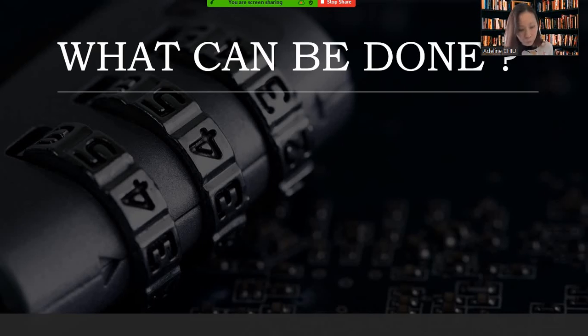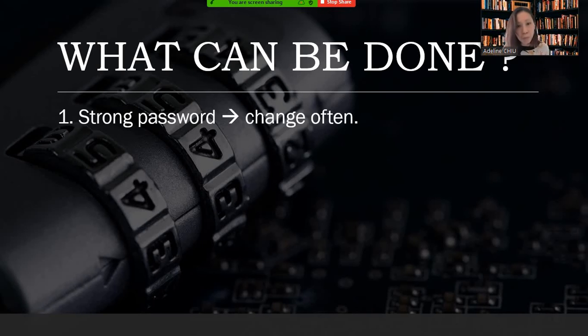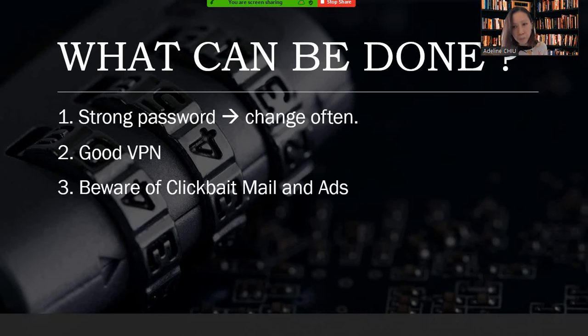You might ask me, what can be done to be safe from this data intrusion? First of all, you can use a very strong password and change it very often. Secondly, use a very good VPN whenever you're using public networks, public Wi-Fi. Thirdly, be aware of clickbait mails and ads. For example, click here, you'll get $20,000. You have won a lottery, something like that. So be aware of that.